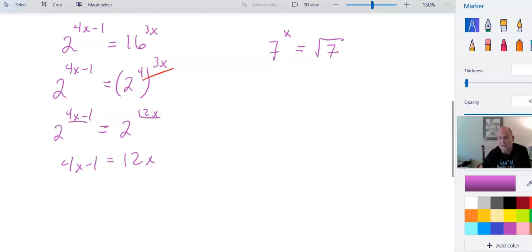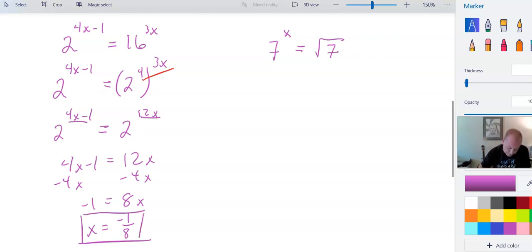Now, this is just a regular linear equation now, right? There's no squares, there's no square roots, there's nothing fancy we have to do. We just need to isolate x, get x on one side, numbers on the other. And since it's going to stay positive if I go this way, I'll do that. So I get -1 is equal to 8x, which means that x is equal to -1/8. I reverse the order of that. But that's our solution here.